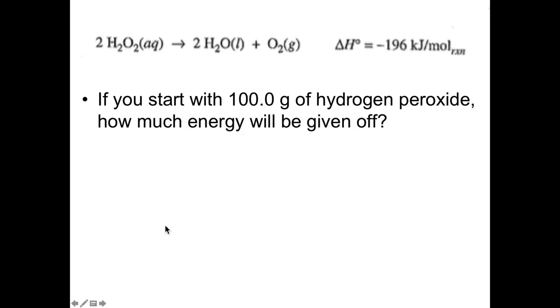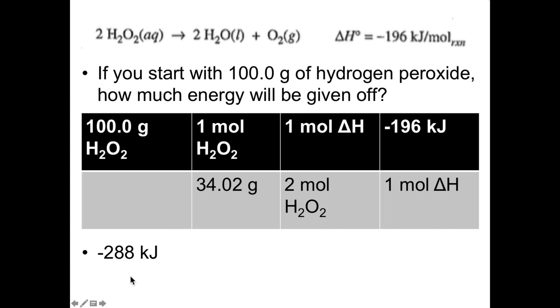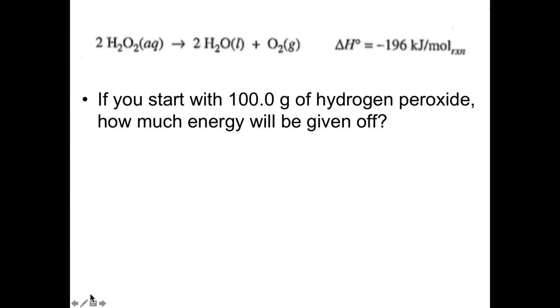And then for this one here, I want to know if I start with 100.0 grams of hydrogen peroxide, how much energy will be given off. So go and pause the video and give this one a shot, and then I'll work it out on the next slide.